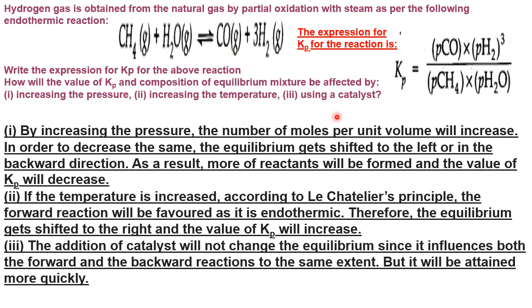Now third, what? Using the catalyst. Catalyst is a chemical which will alter the reaction rate. Okay, it will not participate whether it is a forward reaction or backward reaction. So its role is to increase the speed rate. That's why what I wrote here: the addition of catalyst will not change the equilibrium, since it influences both the forward and the backward reaction at the same rate, but it will be attained more quickly. That's all. Instead of 10 minutes, it will attain it in 5 minutes only. Only rate is increased, but the equilibrium has no effect. Okay. Right.